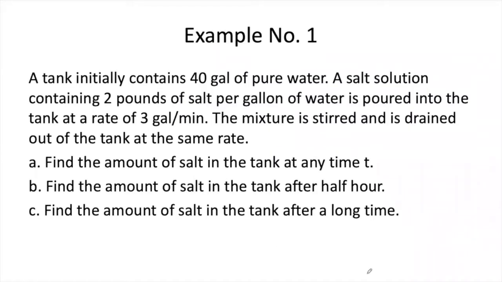Okay, let's solve example number 1. A tank initially contains 40 gallons of pure water. A salt solution containing 2 pounds of salt per gallon of water is poured into the tank at a rate of 3 gallons per minute. The mixture is stirred and is drained out of the tank at the same rate. So kung yung flow rate in is 3 gallons per minute, 3 gallons per minute din yung flow rate out. Now, tatlo yung hanapin natin.